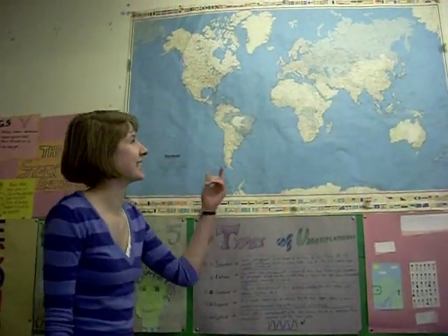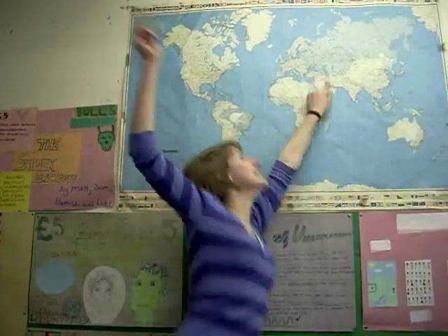Sabkas are an Arabic word for salt pans, which is used to describe a salt pan fringing coastal areas. One example is the Arabian Peninsula.